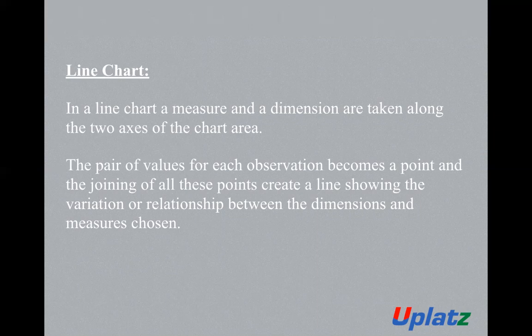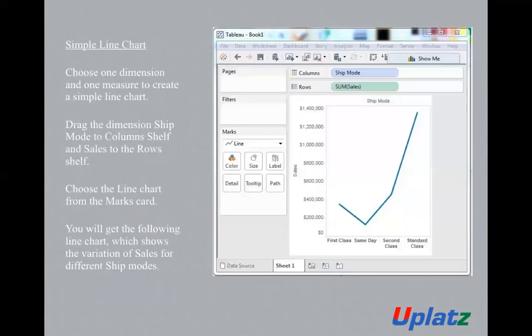In a line chart, a measure and a dimension are taken along the two axes of your chart area. The pair of values for each observation becomes a point, and the joining of all these points creates a line showing the variation or the relationship between the chosen members, the measures and the dimensions. So a line chart is nothing but a single line according to your axis. It has been adjusted. So you have to choose one dimension and one measure.